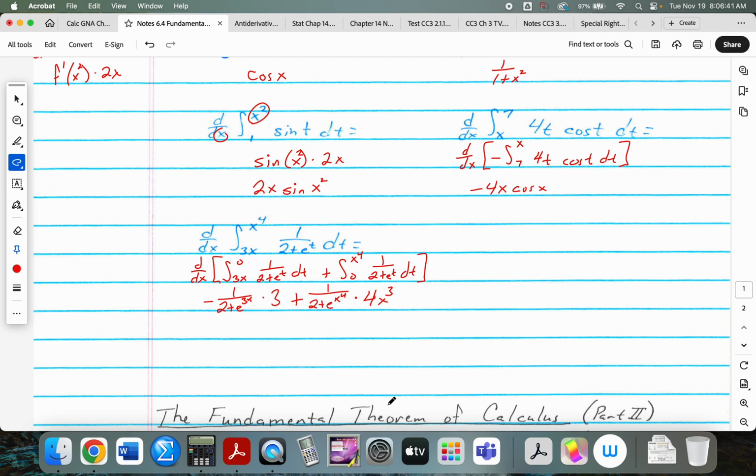Now, if we simplify that, and I'm also going to reverse so that I just have one negative sign, you're going to see something I think that you'll find makes this faster to do. We're going to have 4x cubed over 2 plus e to the x to the 4th minus 3 over 2 plus e to the 3x.